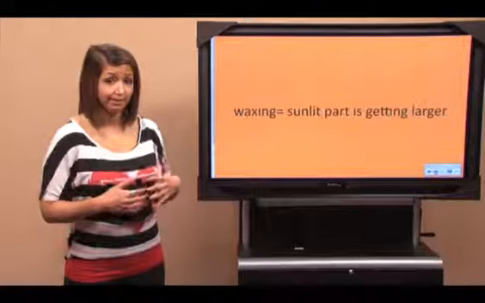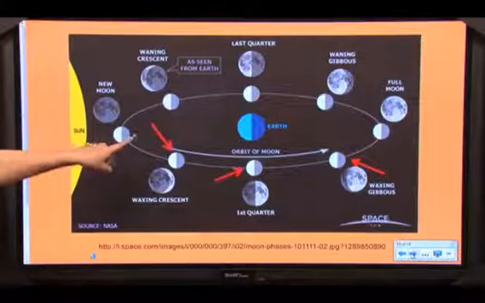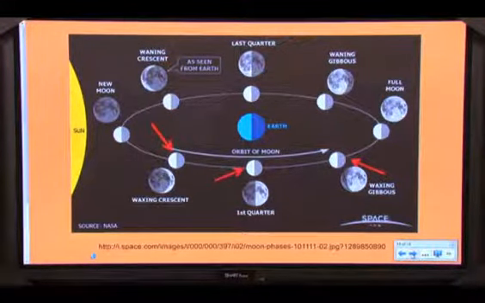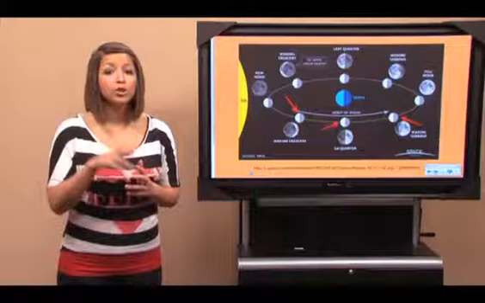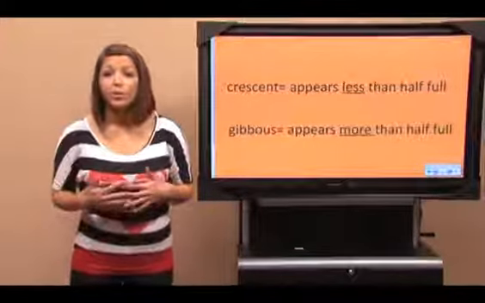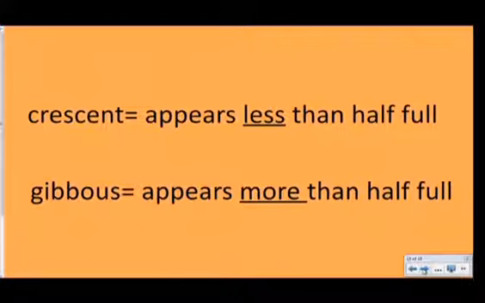You can see that here, here, and here. The moon is getting fuller, so it's waxing until it's way, way full. Two last terms, crescent and gibbous. When the moon is more than halfway empty, it's in crescent phase. When the moon appears almost full, we say it's in gibbous phase.